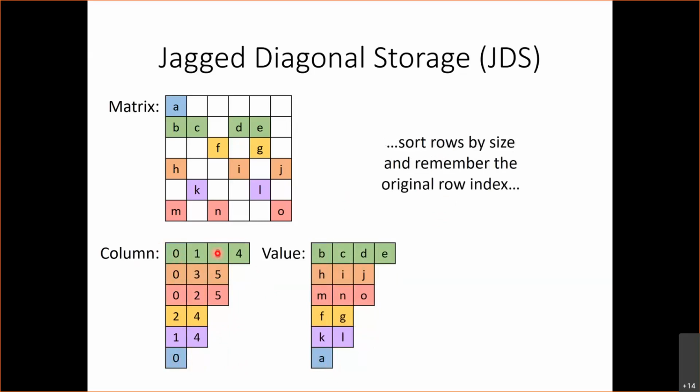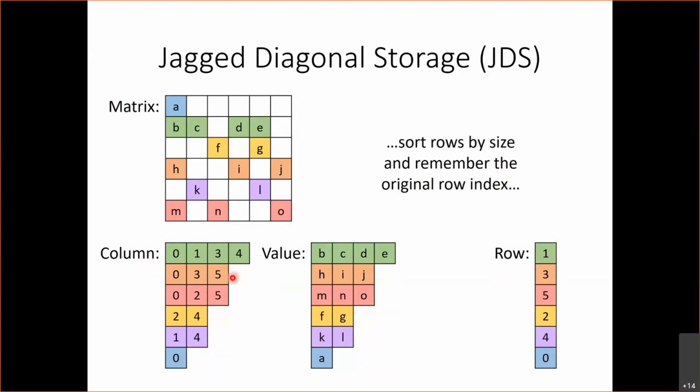Of course, we still need to know what element to write to, right? So we still need to know the original row index. So we will have another array that keeps track of the original row index. This array tells me that the row that is now in position 0 is actually row number 1. The row now in position 1 is actually row number 3. The row now in position 2 is actually row number 5. The row now in position 6 is actually row number 0. So we will sort the rows like this.